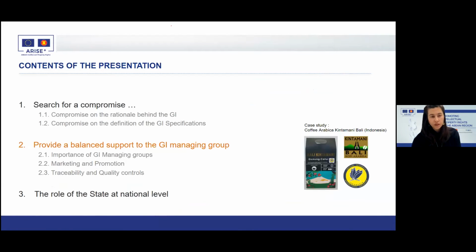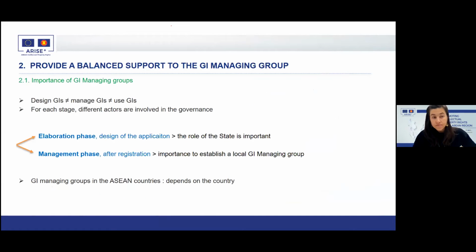The second group of recommendations can be summarized as a balance, to provide balanced support to the GI managing group. It's important to always keep in mind that to elaborate an application or to design a GI, then to manage a GI and to use a GI, it's all very different. And for each stage, you will have different actors involved in the governance of what's happening.